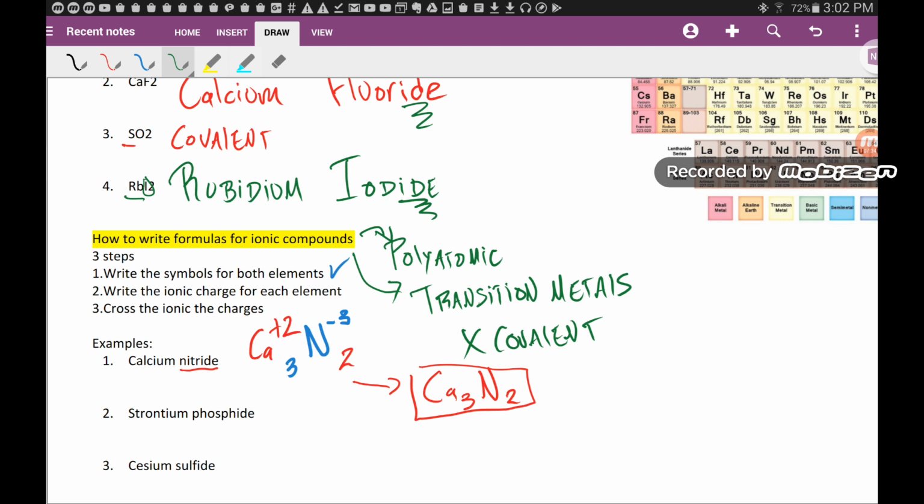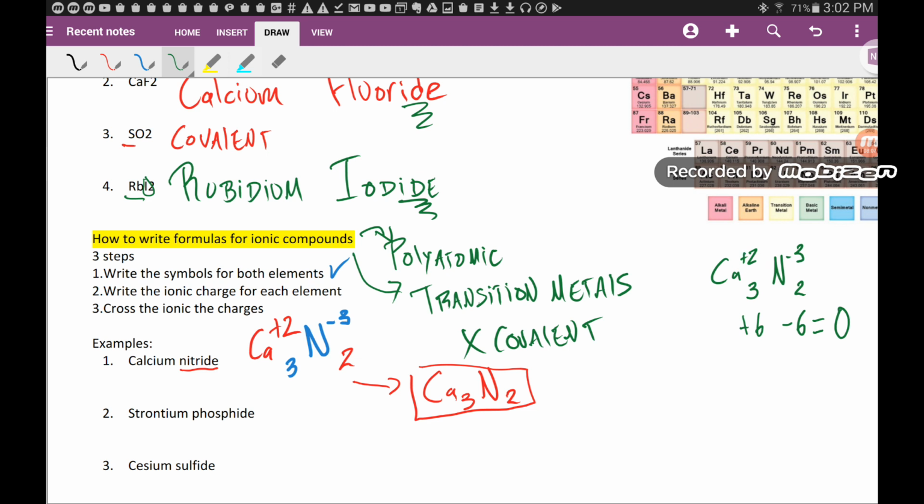So if we do this, and I'm gonna write it here so I have space. Calcium +2, nitrogen -3, and then we cross the charges. We say, okay, this is gonna be a 3, and then this is gonna be a 2. We do this because we're balancing the compound out. If you multiply +2 times 3, you get +6. And if you do -3 times 2, that is -6. Well, if you add these two numbers, it comes up to 0.